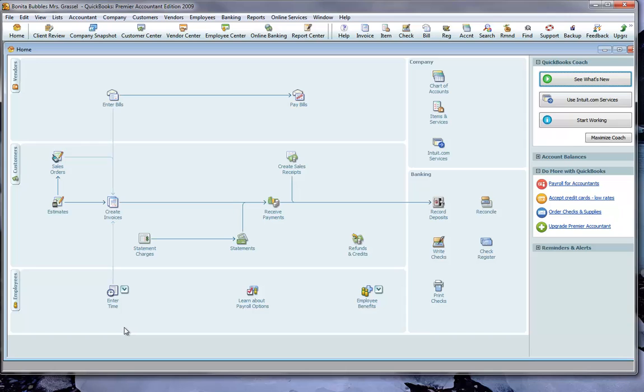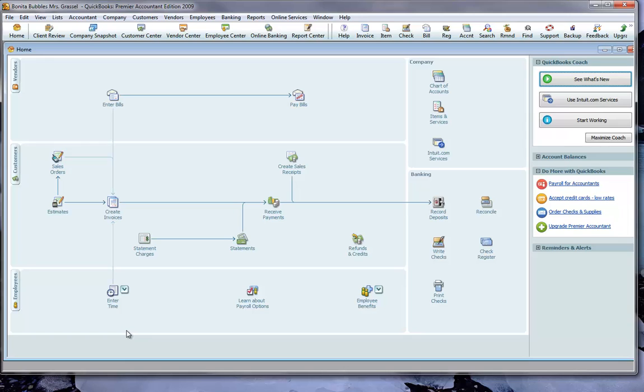Now, when we look at Bonita Bubbles, it's very similar to the last two businesses that we have because we have our areas divided into three. On the very top, we have our vendors, then we have our customers, and we have our employees. On the right-hand side, it is divided into two sections. We have our company, and then we also have our banking.